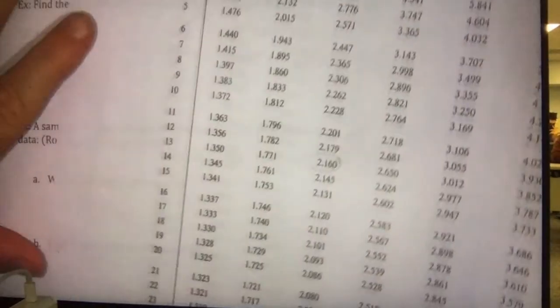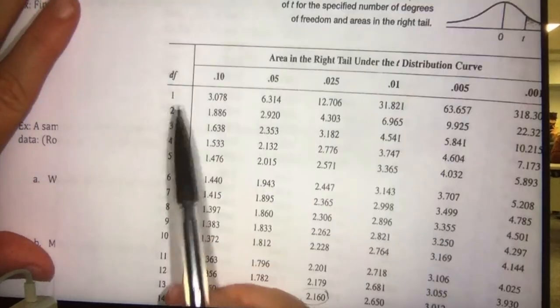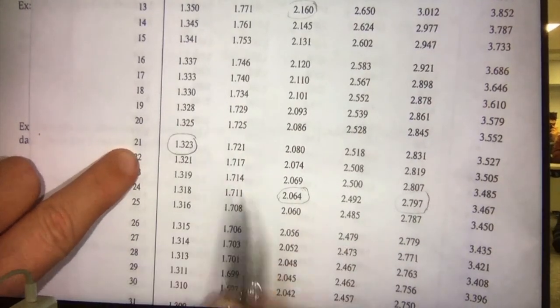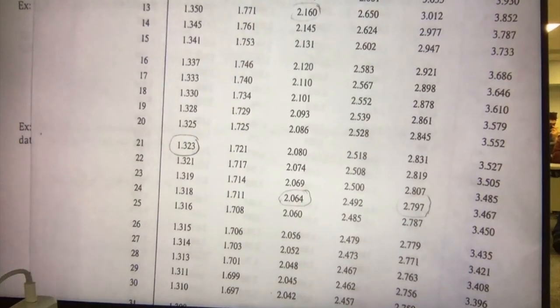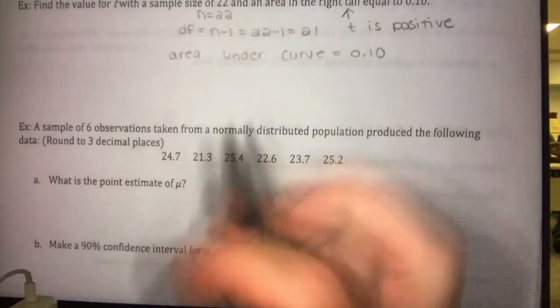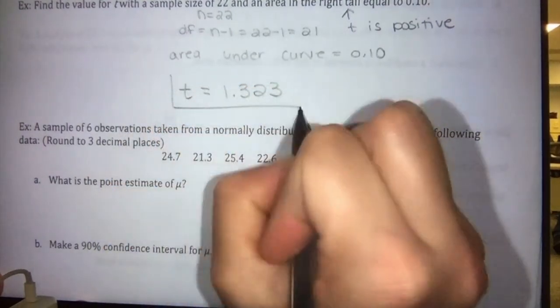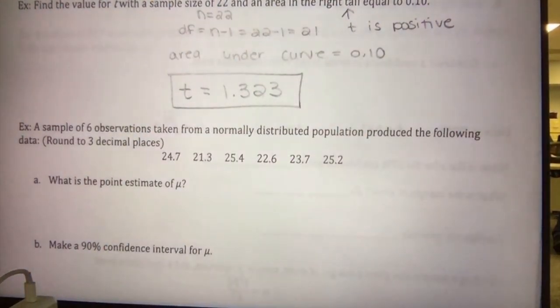All right, so going to our t table. So our area is 0.10, so we know we're going to be in this first column. And then our degrees of freedom was 21. So where these two values meet, we get 1.323. It was talking about the right tail, so we know t is positive. So boom, that is our answer. That's our t value. T equals 1.323. Again, how could I help you understand this? Because we're going to use this skill and just add to it. So questions on this one? If not, let's keep going.